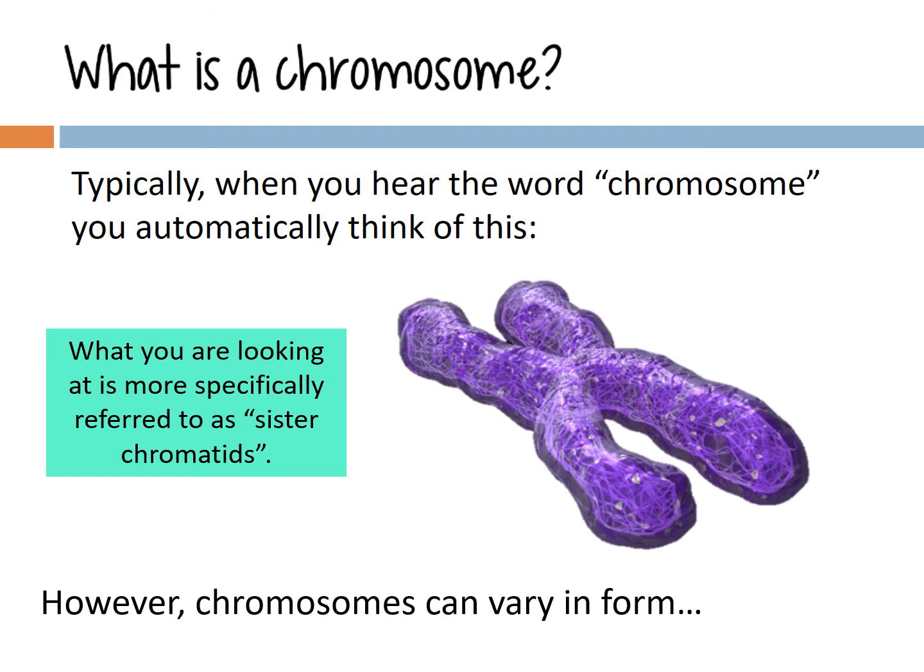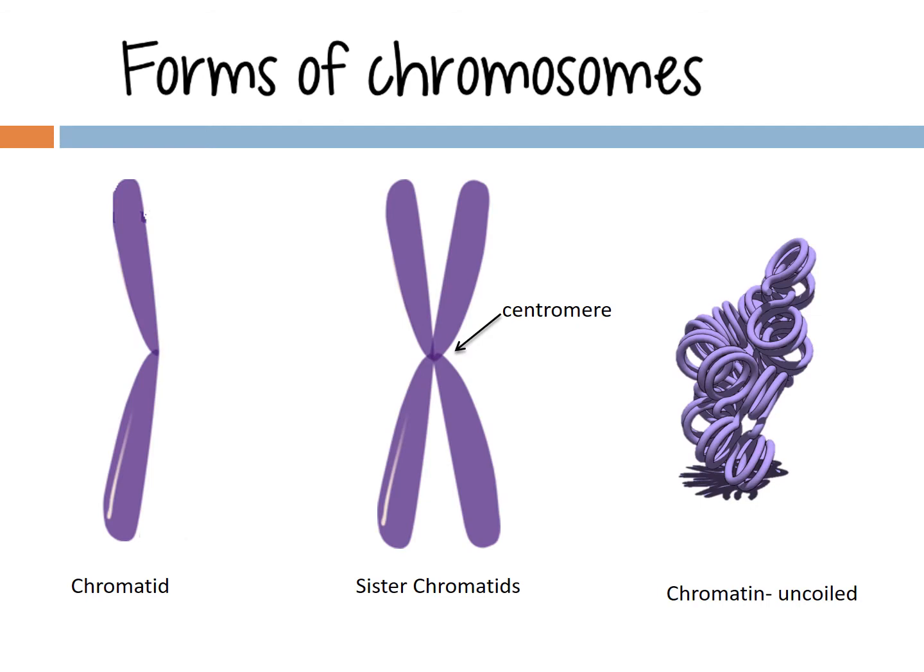Okay. However, chromosomes can vary in form, and that's the picture we're about to look at. So I want you to write down this word, chromatid, and label your first drawing. And then you see you have the centromere right here, which is just the center point where they touch and connect. And now you have sister chromatids, and you have chromatin, which is uncoiled. That's a collection. It's just like taking a hose and winding it up and having it all coiled together. Okay, those are the three forms that chromosomes come in.